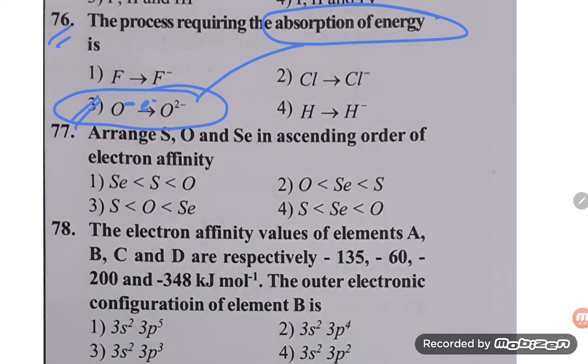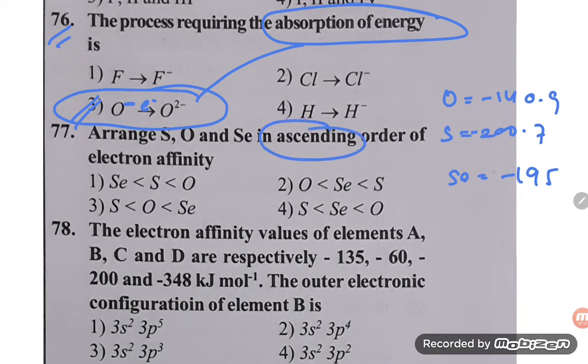Arrange sulfur, oxygen and selenium in ascending order of electron affinity. To arrange this, student, if you know the values, you can easily arrange. But if you don't know the values, you can use the concept. I know the values, student. Oxygen is minus 140.9, sulfur is 200.7, and selenium is 195. These are all negative signs, student. They are saying ascending order. Arrange sulfur, oxygen, selenium in ascending order.